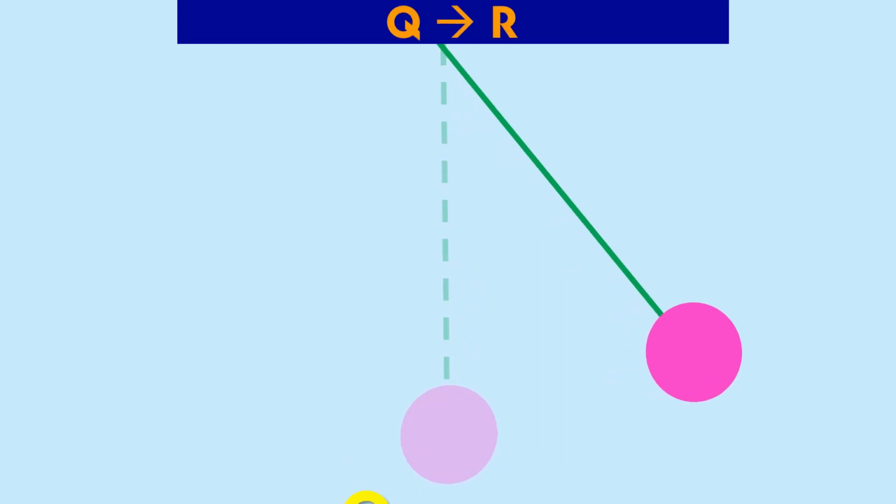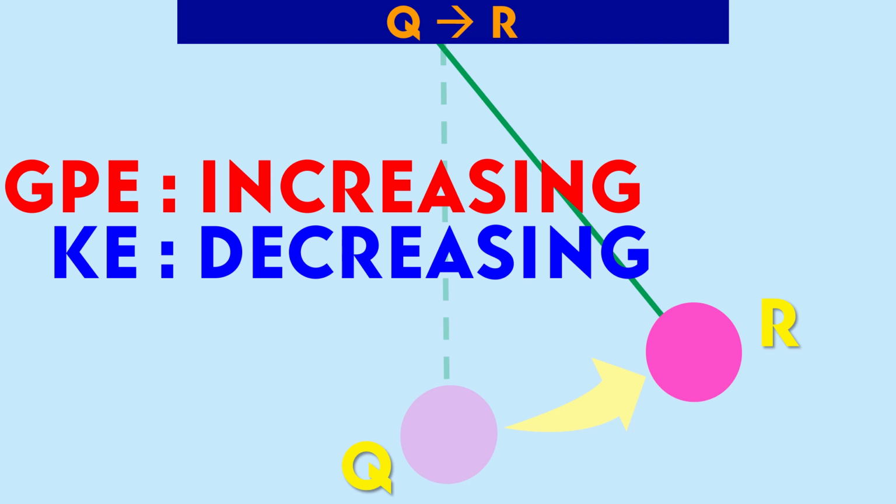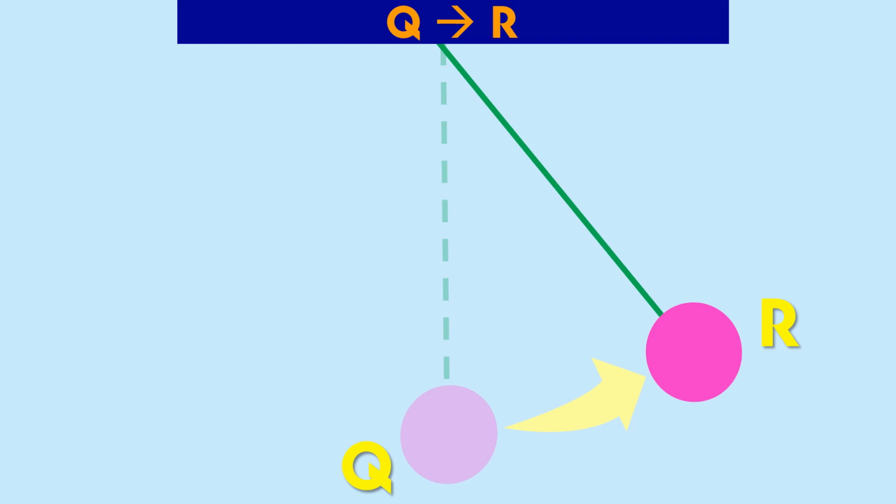When it moves from Q to R, the gravitational potential energy increases because the height is increasing. As the speed of the bob is decreasing, the kinetic energy also decreases.